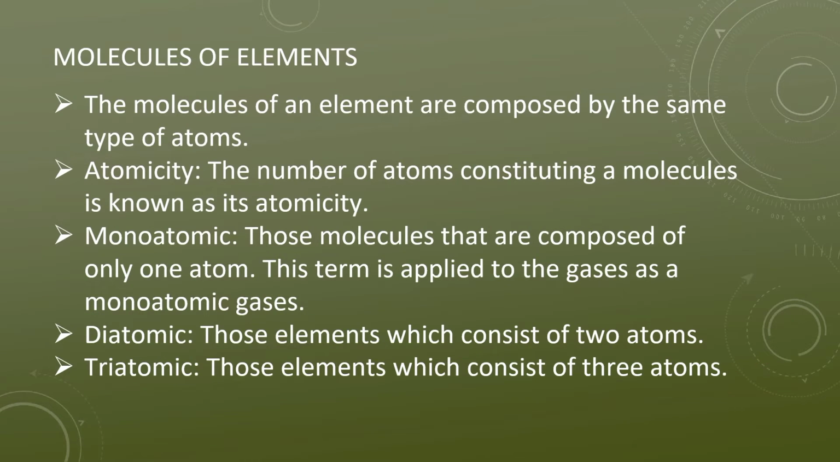Next, you see the different types of molecules. The first one is the molecules of element, and then we have the molecules of compound. First of all, we'll try to understand molecules of element. Molecules of elements are composed of the same types of atom. That means if a hydrogen atom combines with a hydrogen atom only, such a molecule is known as a molecule of element.